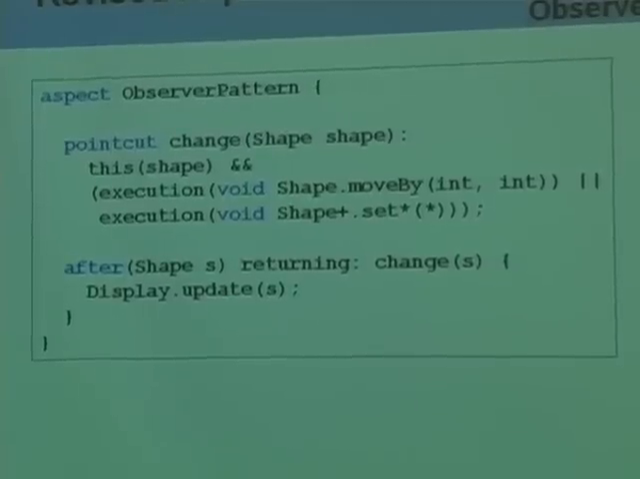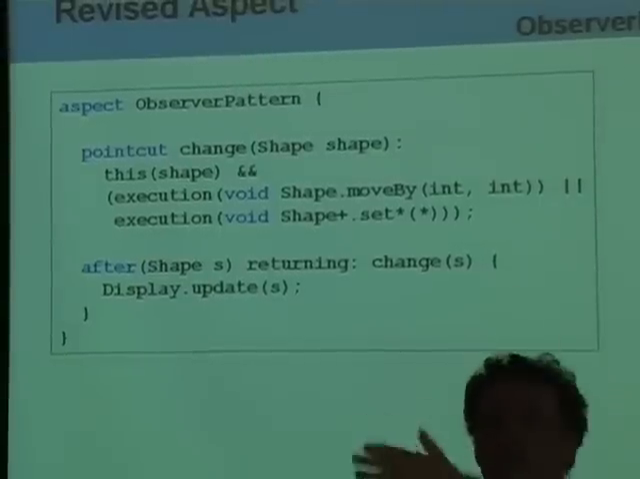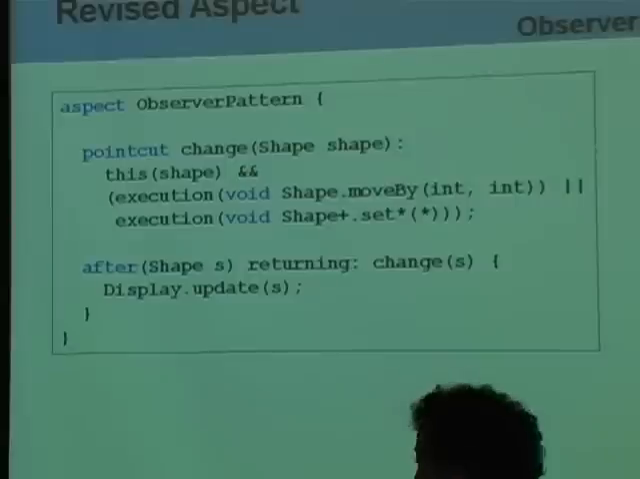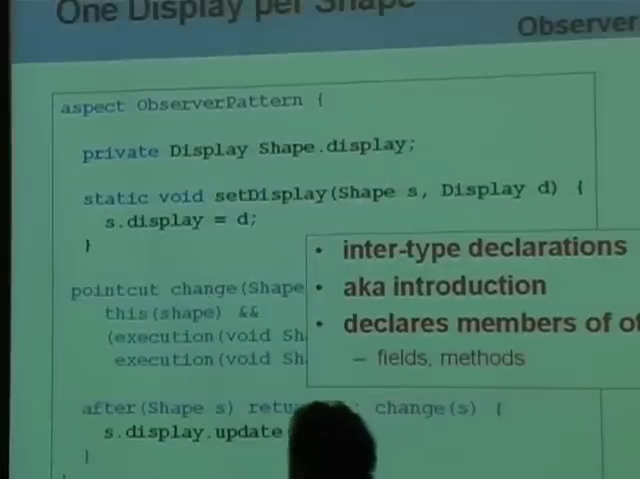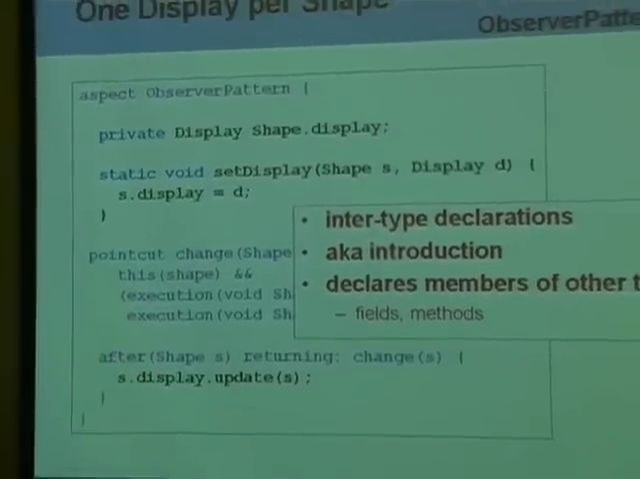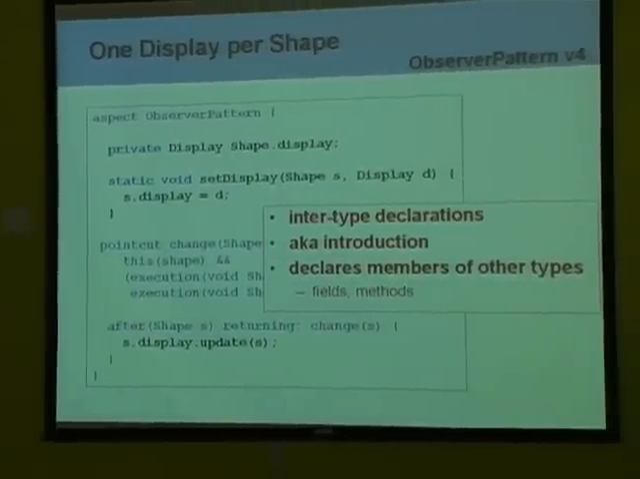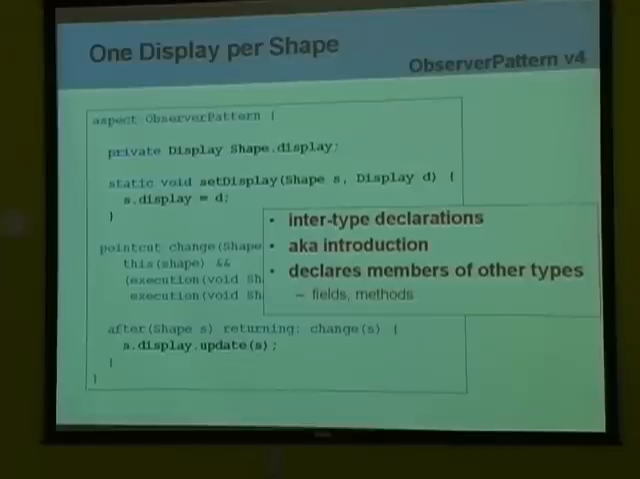Now, somebody right in here said that I didn't have the behavior of adding and removing the observers and stuff like that. That was yours. So here's a revised version that uses what I said was going to be called the second join point model in AspectJ. The way to read this code is, that's a field declaration, right? It says there's a private field of type Display called display. What that Shape dot means is that the field is associated with shapes.